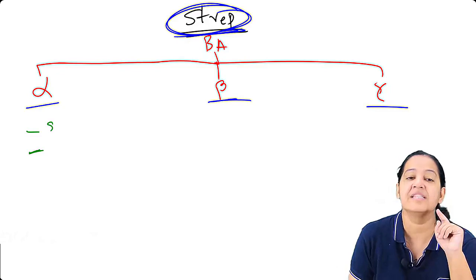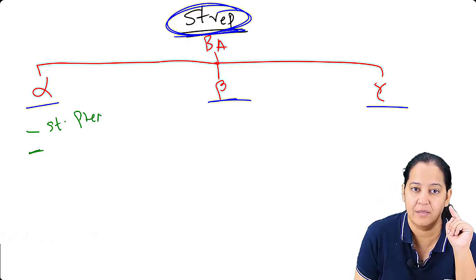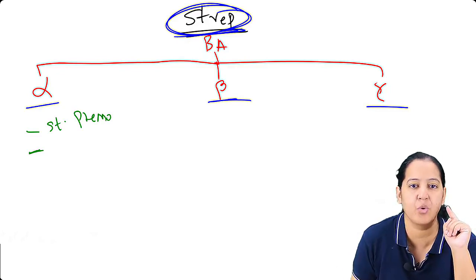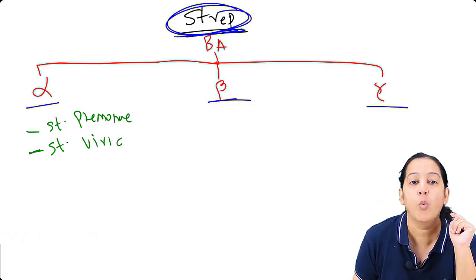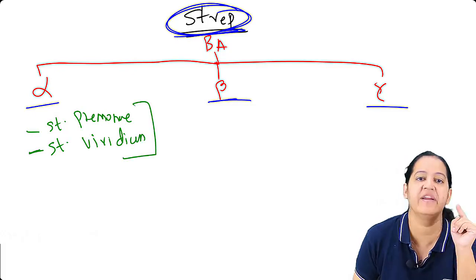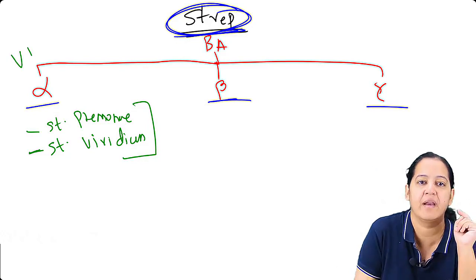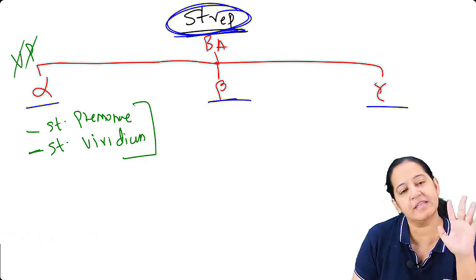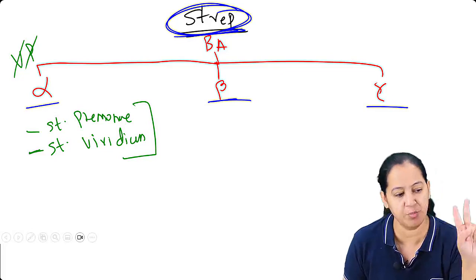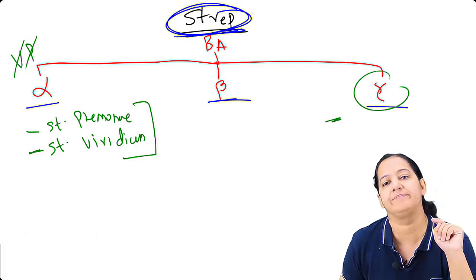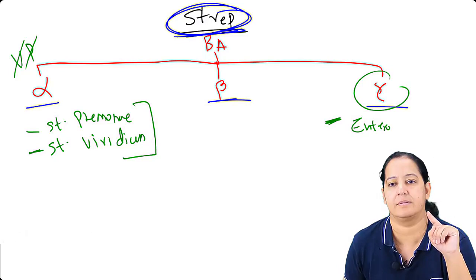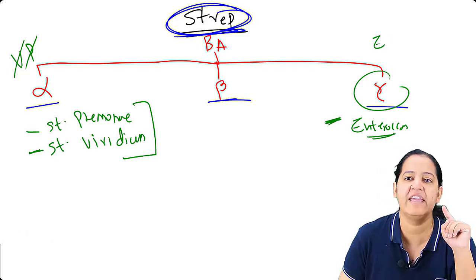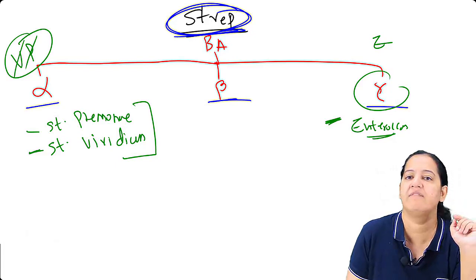Name them: Streptococcus pneumoniae, that is pneumococcus, and Streptococcus viridans. Say it out: pneumonia and viridans. You can learn a mnemonic VP, viridans and pneumonia. These 2 are alpha. I will teach you both, don't worry. Gamma is only 1: Enterococcus. So here we have only 2, and here only 1.